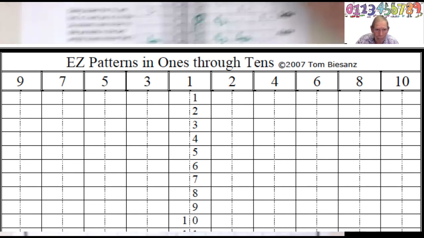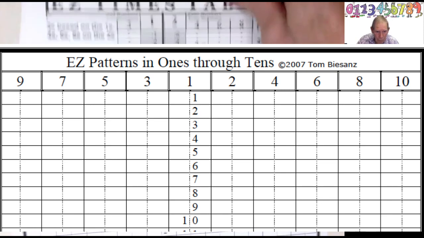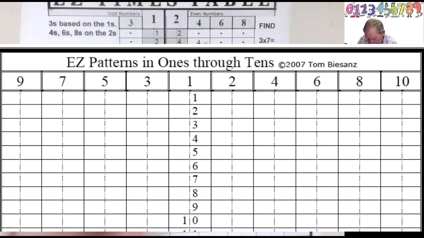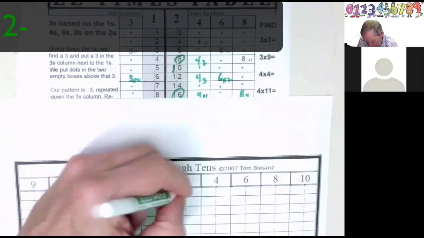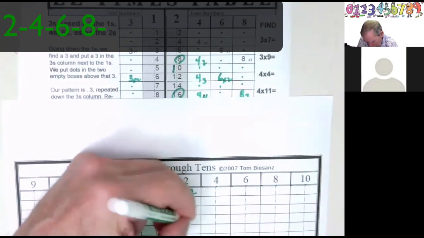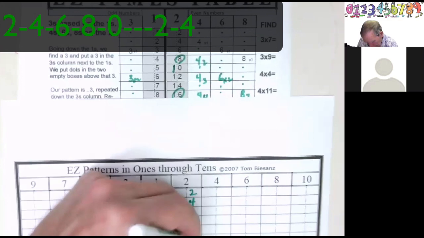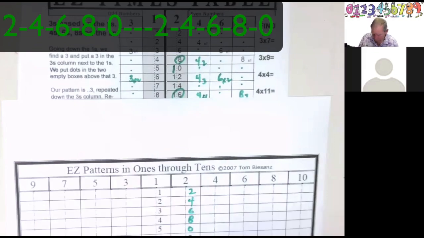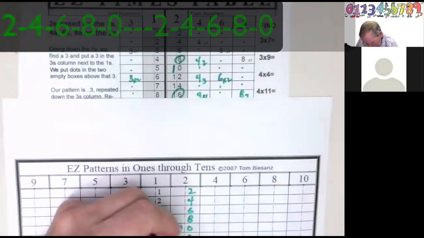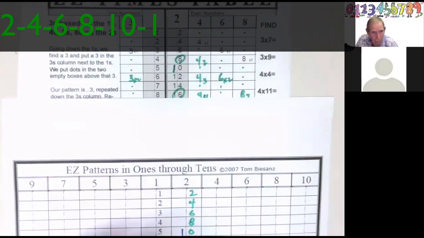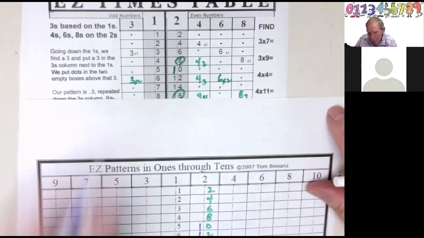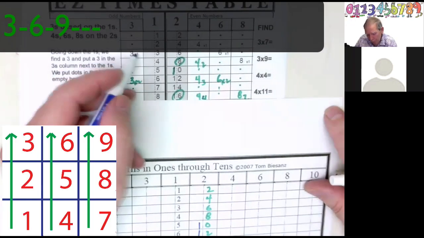So now we take this and we say, okay, let's see if I can do this way. Well, we got the 2s. So actually we can just pull them right off here. 2, 4, 6, 8, 0, 2, 4, 6, 8, 0. And I'll do the ones with 10, 12, 14, 16, 18 and 20. The 3s, and we can come right down the 3s column and just find the first 3. We put 3.